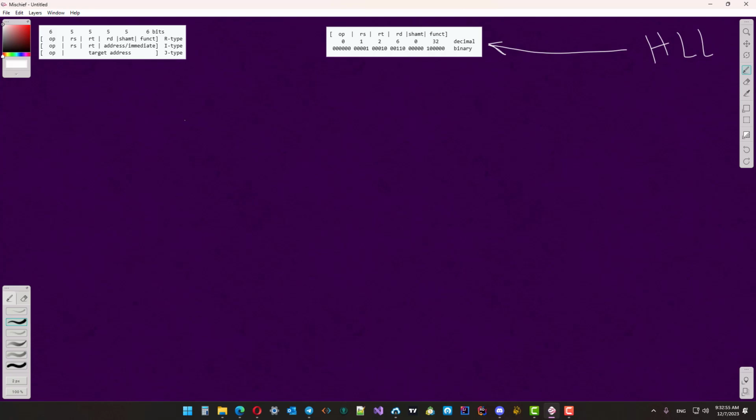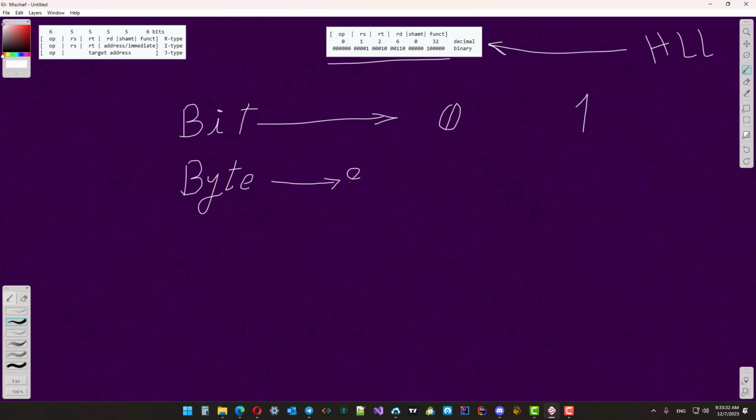Okay? Now, there are two words that you should get familiar with because they are important: bit and byte. These two words indicate units of 0 and 1 numbers in memory. A bit is a single digit. It's either 0 or 1. So each 0 or 1 you are seeing in this picture is 1 bit. A byte is 8 bits. So 1, 2, 3, 4, 5, 6, 7, 8. This is 1 byte.